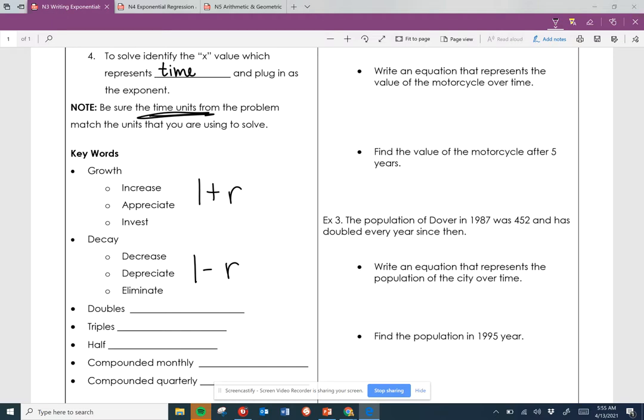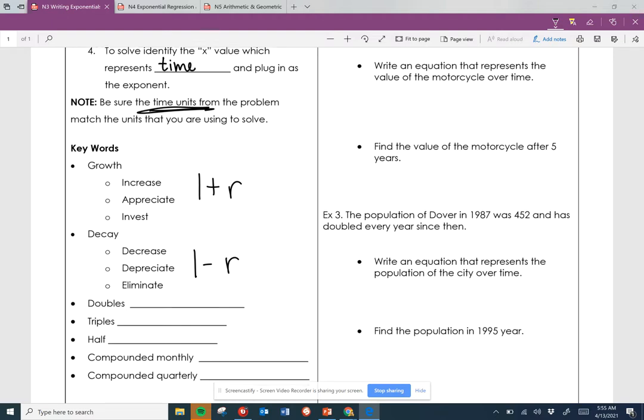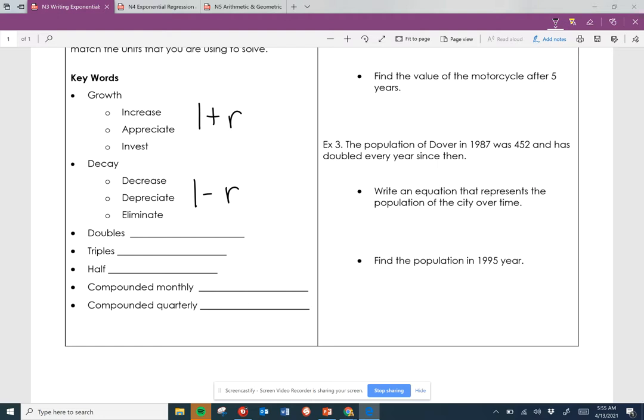Sometimes they don't give you a percent. Sometimes they're not going to give you an r value. They're just going to give you a word that tells you automatically what your b value is. So if they give you an example that says doubles, you don't have to worry about the r. You will just automatically have a b value of 2. Triples, a b value of 3. Half, a b value of 0.5.